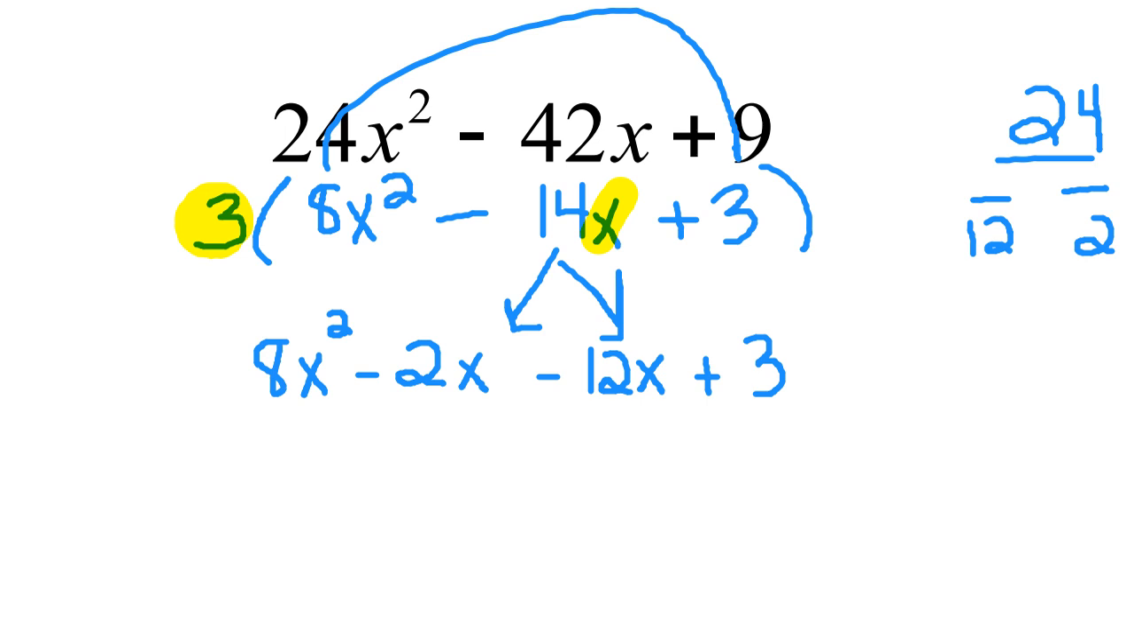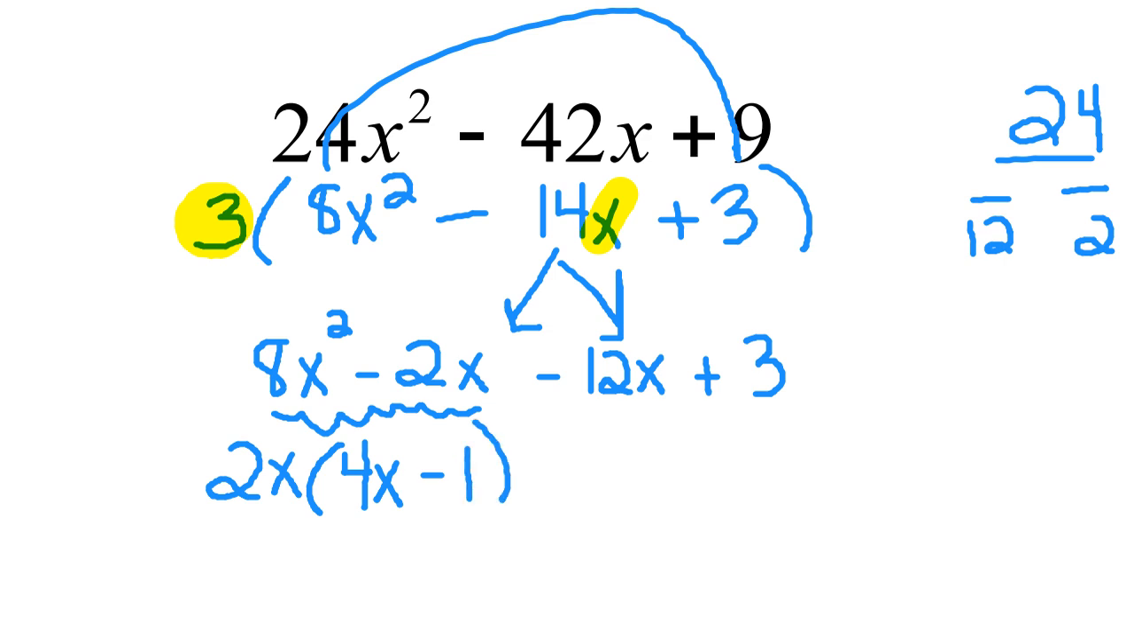We group together the first and the second term. Looking at 8x squared and negative 2x, our greatest common factor is 2x. Once we find the GCF, we divide it out. 8x squared divided by 2x is 4x. Negative 2x divided by 2x is just negative 1. Bring down the sign of the third term, which is negative, and then we're going to group together the last two terms, 12x and 3.